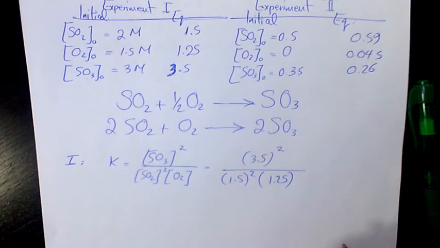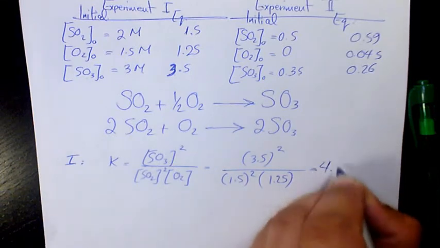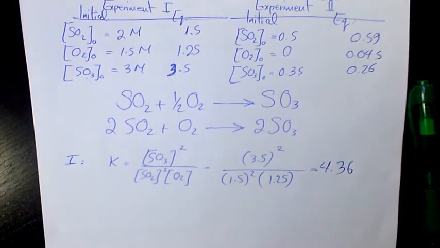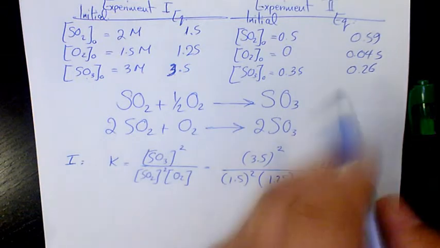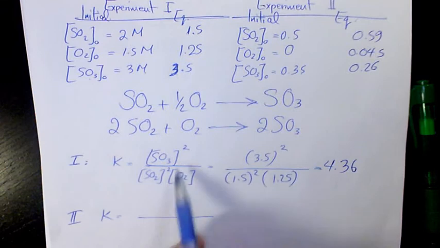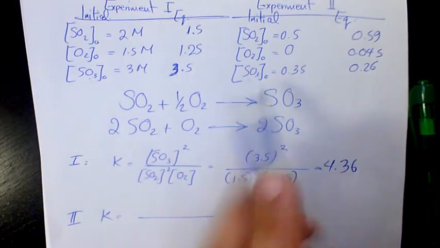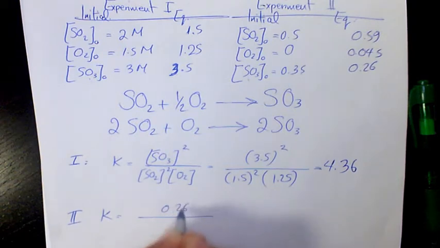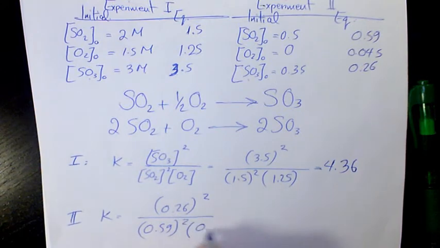That's going to be 4.36. Now we do the same thing for the second experiment. Same expression, but different values. The concentration of SO3 is 0.26 to the power of 2 divided by 0.59 to the power of 2 times 0.045.